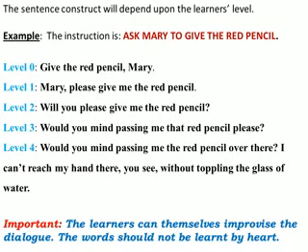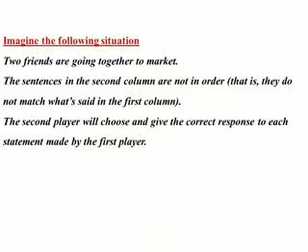Important. The learners can themselves improvise the dialogue. The words should not be learned by heart. Imagine the following situation. Two friends are going together to market. The sentences in the second column are not in order. That is, they do not match what is said in the first column. The second player will choose and give the correct response to each statement made by the first player.